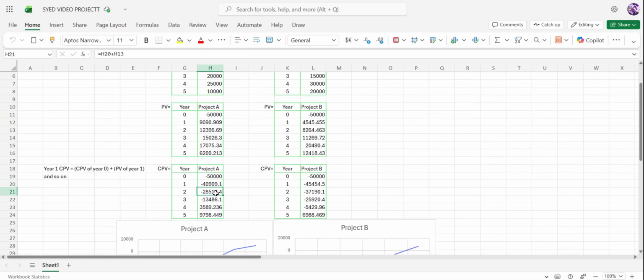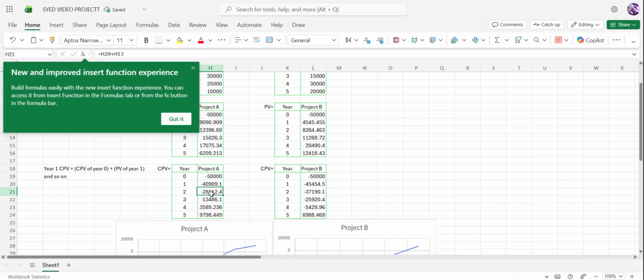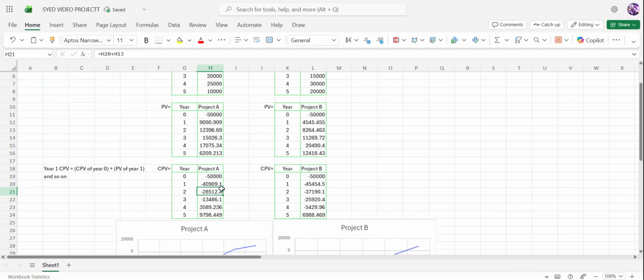And then for this one, we did the same thing. We just moved downwards, and you can see H20 plus H13. I just plugged in the formulas to make it legit. So we use this value right here to plug it into this formula, and then we continued so on and so forth, and we ended up with these values on project A.